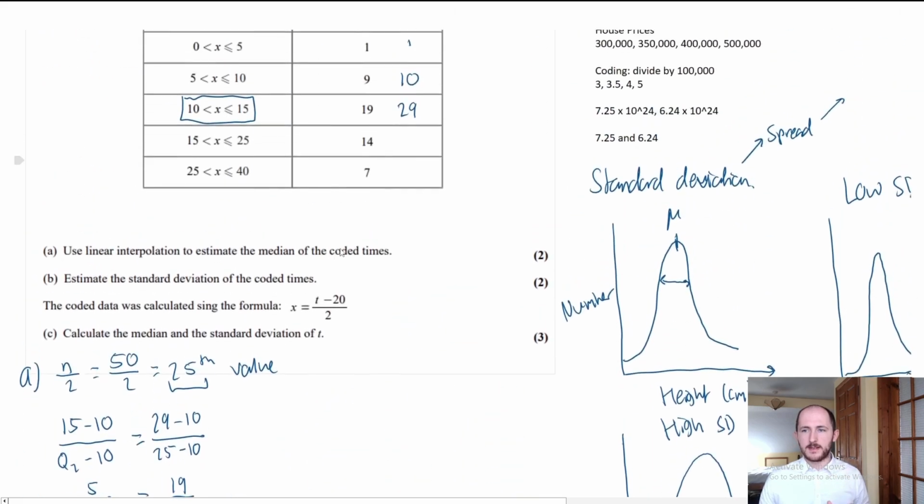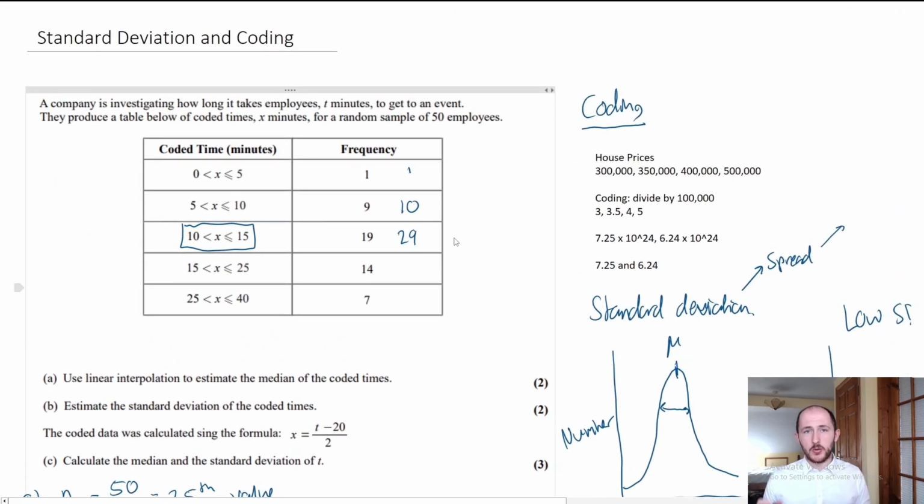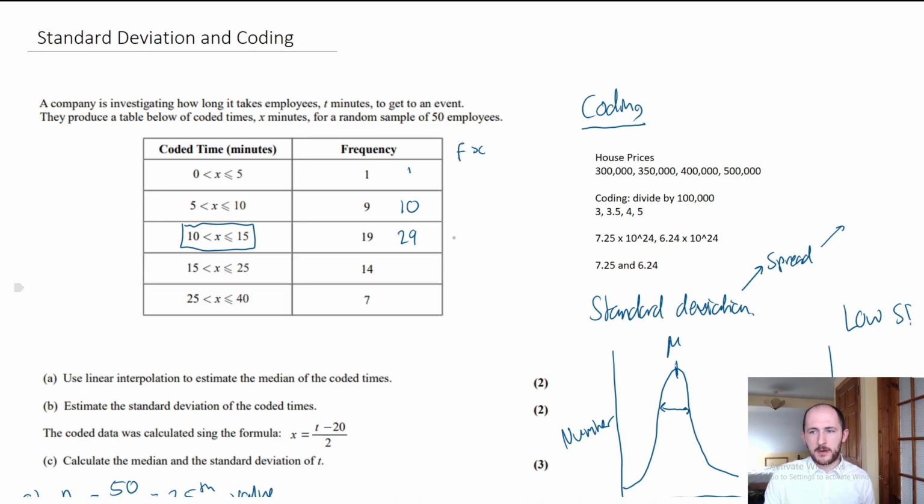So all you're going to do is add 2 new columns, maybe 3 if you'd like. And the first one is going to just be fx. Remember, frequency is f, and x is either the value in this column or it's the midpoint, depending on what kind of data you have. So here we have grouped data, so we need to find the midpoint. However, sometimes it's just a single value, in which case you don't need to use the midpoint. So that's why I said maybe 3 columns.